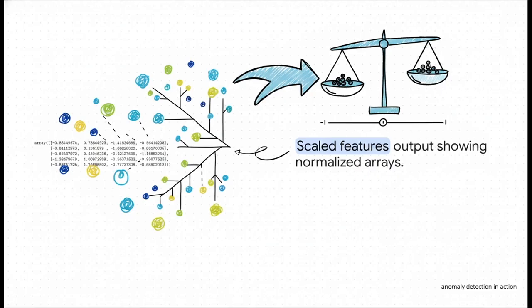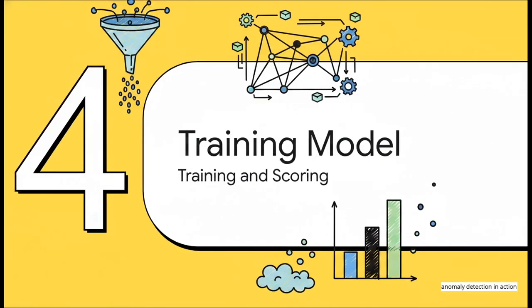This is absolutely crucial because it ensures every single physical measurement carries the exact same weight when our isolation forest starts randomly chopping up the data. All right, section 4, training and scoring, the fun part.